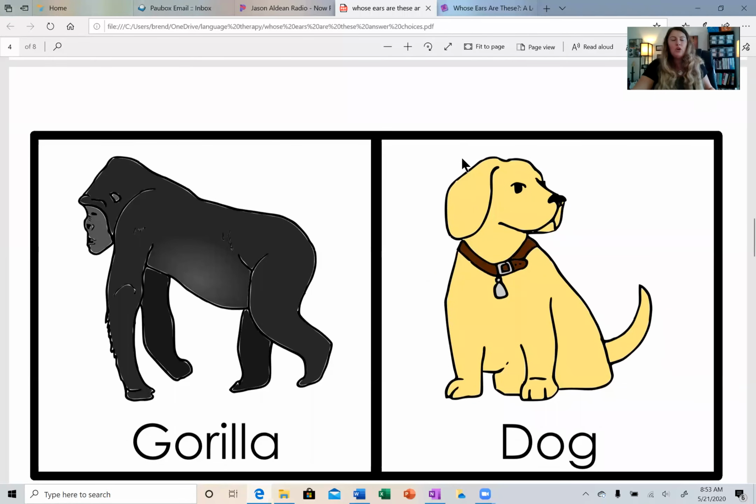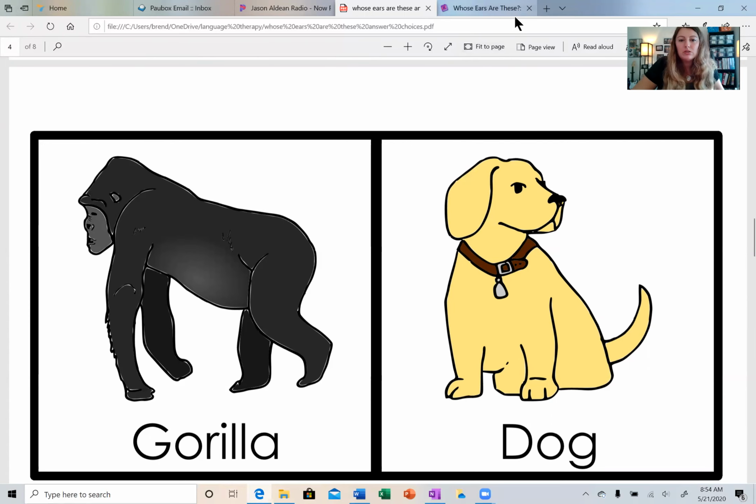Okay. So the animal had black fur, it had little ears, and it lives in the rainforest. Who do you think those ears belonged to? Do you think it belonged to a gorilla? Or do you think those ears belonged to a dog? What do you think? Okay, take your time. You can pause the video.